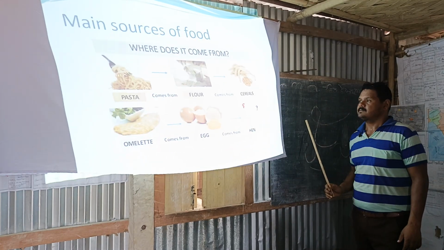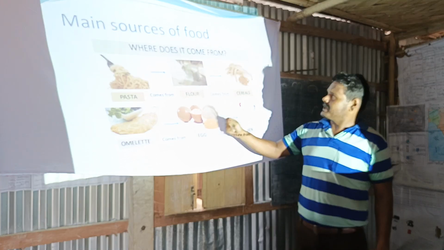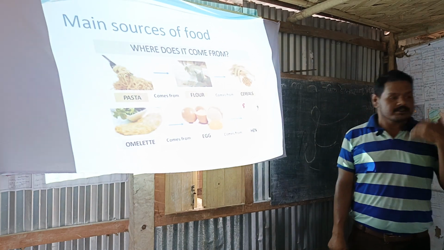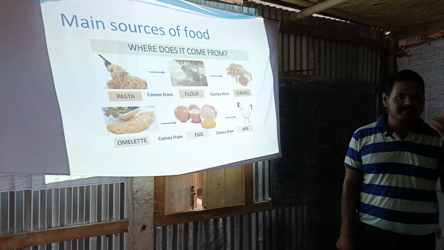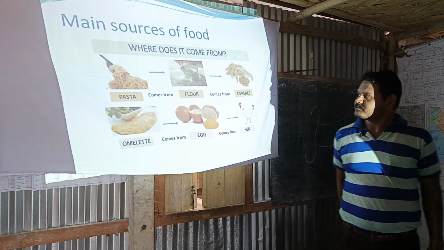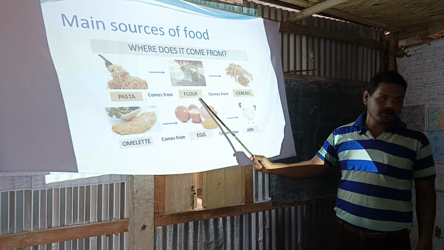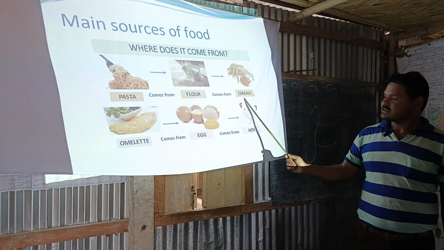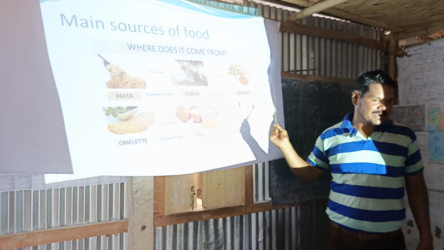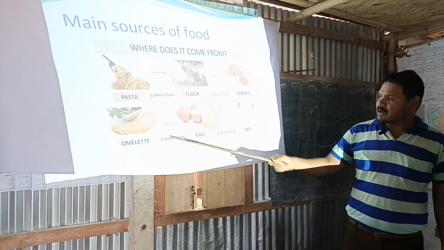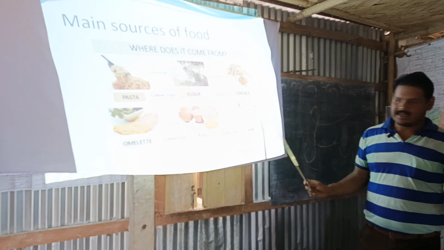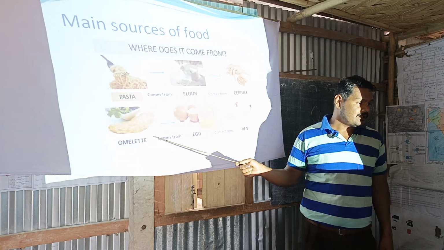Next. Main source of food. Where does it come from? Already I think it is clear to you. Some food we get from plants and some food we get from animals. What does this come from? Not flower, flour. It comes from cereal, and cereal is a plant. So pasta we get from plants. Now that is an omelette. Where does it come from? Egg comes from hen. These are animal products.